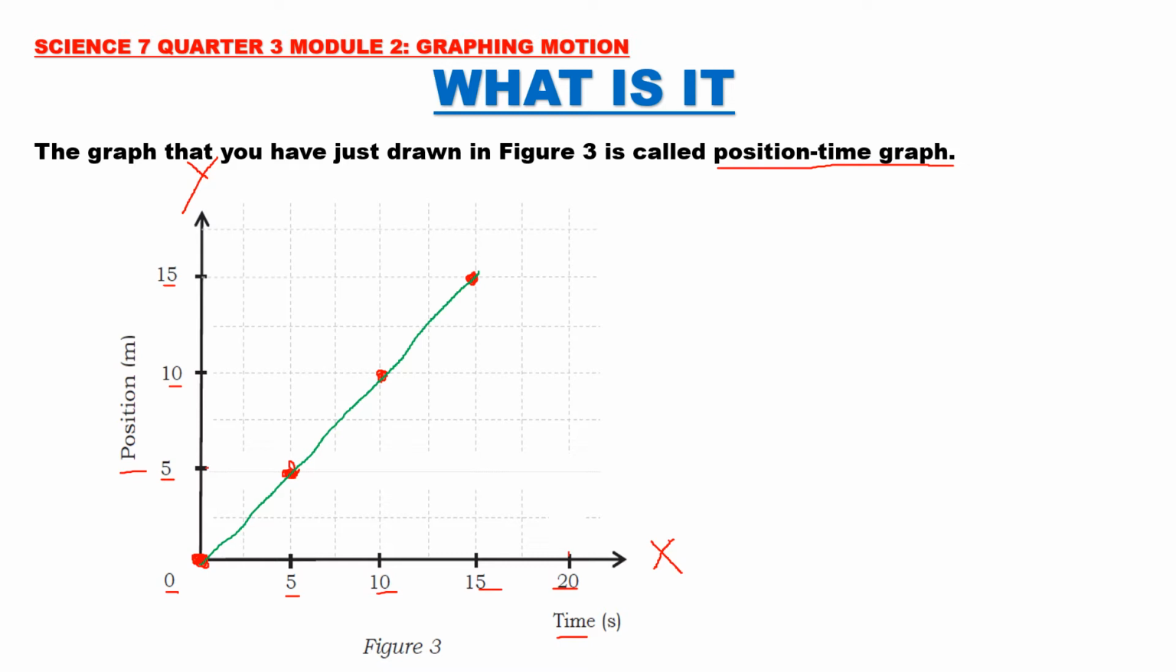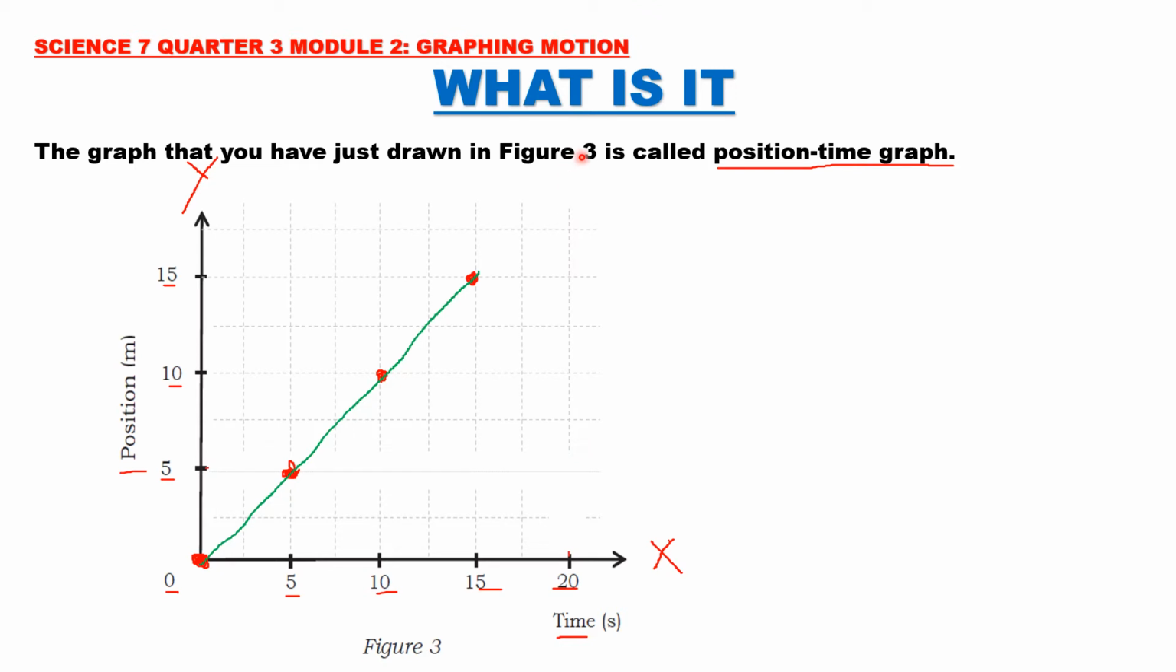So, ano mapapansin nyo dun sa line natin? So, di ba yung line natin goes up. So, ibig sabihin, this is a straight line graph. Tapos, as time increases, our position also increases. Kaya, kung mapapansin nyo rin, meron tayong makikitang pattern or sequence dito. So, alam na natin na at 20 seconds, what would be the position of the ball? So, at 20 seconds, the position of the ball would be 20 meters.